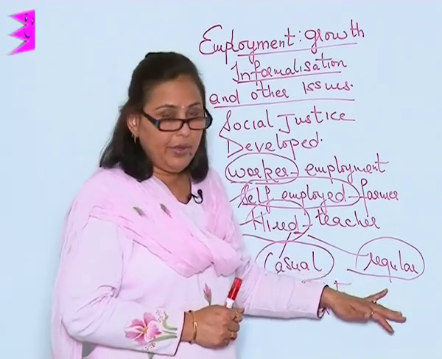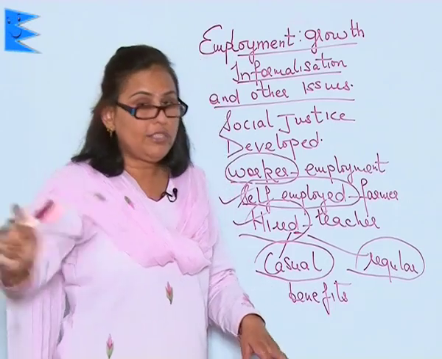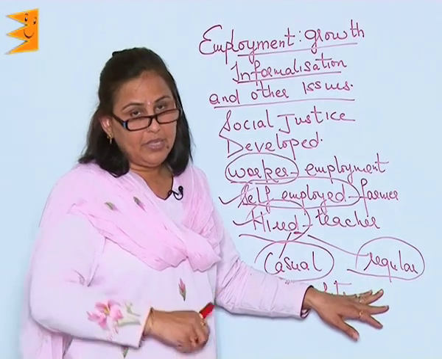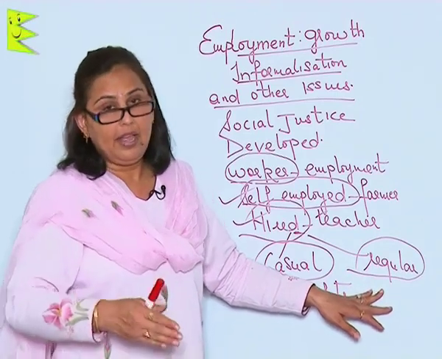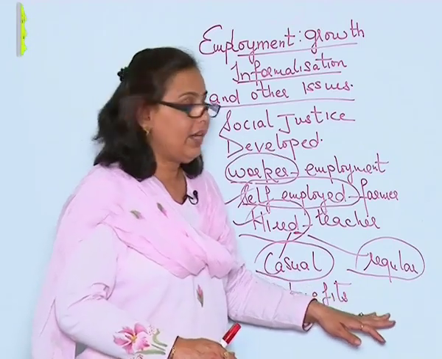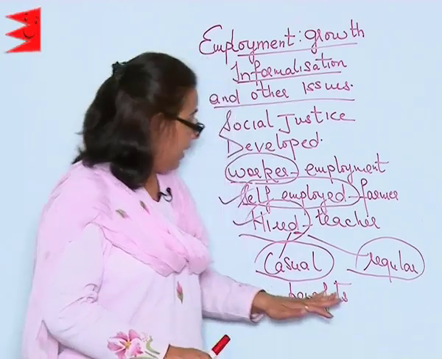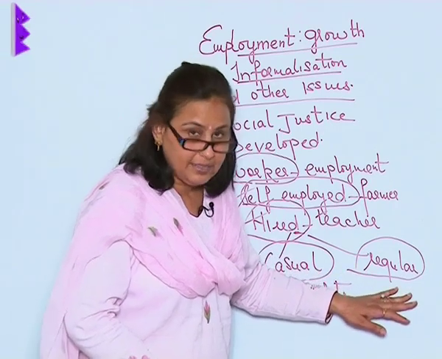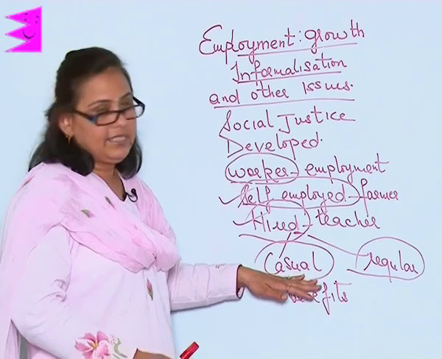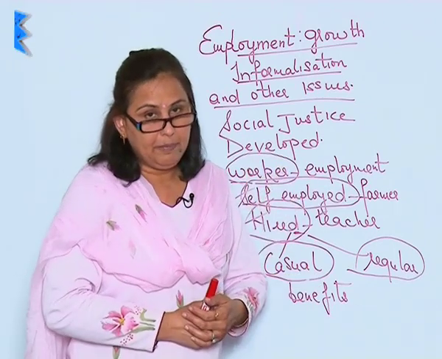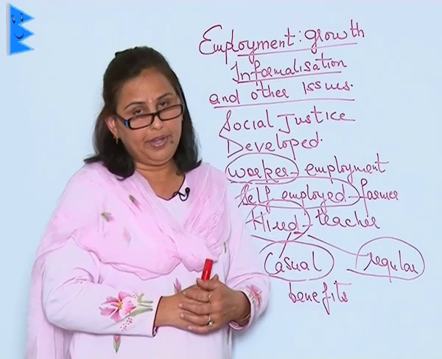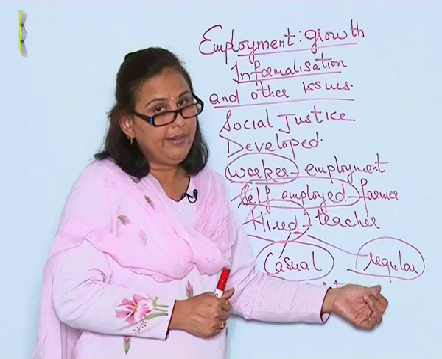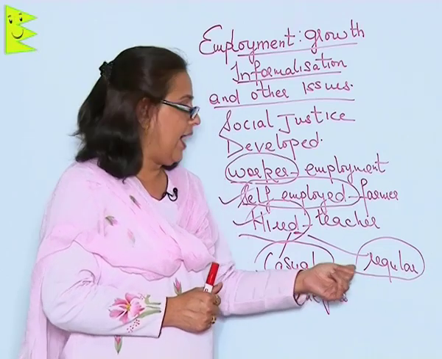Then there are regular employees who are on the payrolls of the company. They are the ones who get all the benefits, that is Provident Fund, pension, and are also entitled to all kinds of holidays. So, the basic difference between a casual worker and a regular worker is that a casual worker is taken very casually by the person who has employed him, and a regular worker is the one who is being looked after by the person who has employed him.